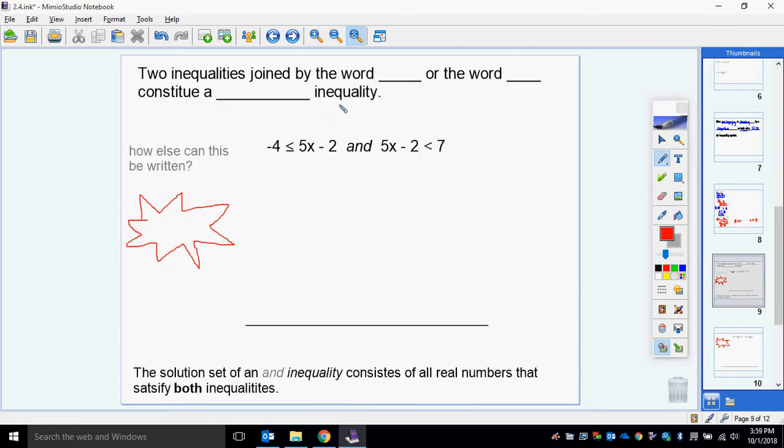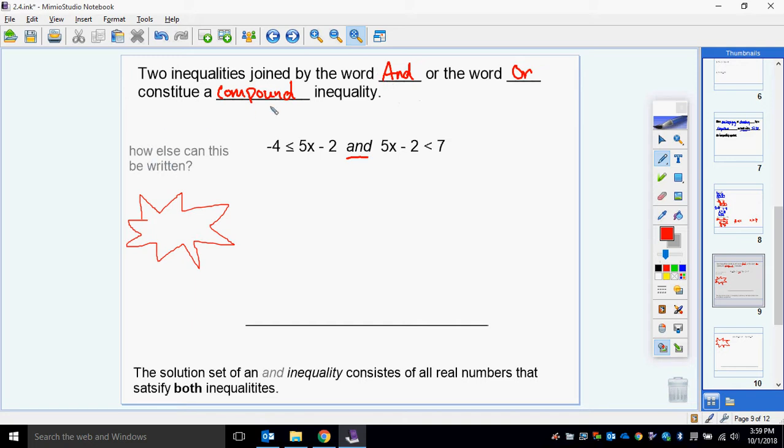Okay, two inequalities joined by the word and or the word or are what we call a compound inequality. All right, so I have this inequality here. It says -4 is less than or equal to 5x minus 2 and 5x minus 2 is less than 7. So this is a compound inequality because it's joined by the word and.